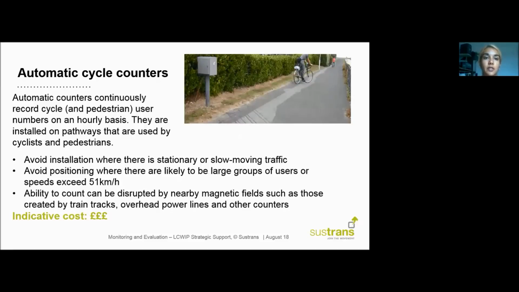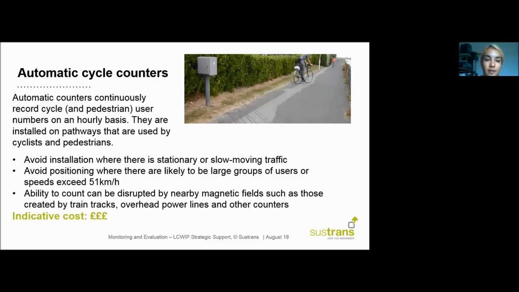So starting with automatic cycle counters. Automatic cycle counters are usually positioned on the side of a path that is used by pedestrians or cyclists or both. They can count either one of the two modes or both at the same time, depending on the type of counter. They record user numbers on an hourly basis, so it's a purely quantitative tool.